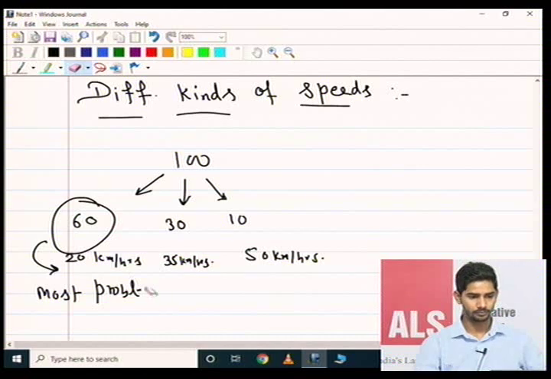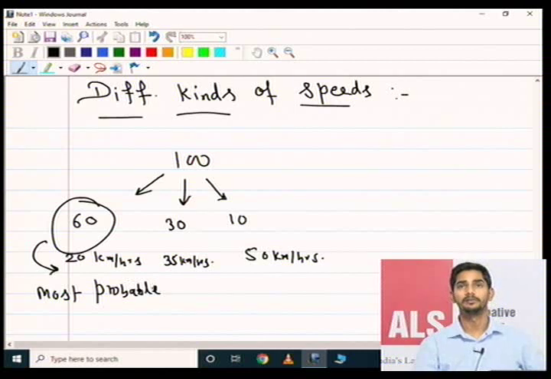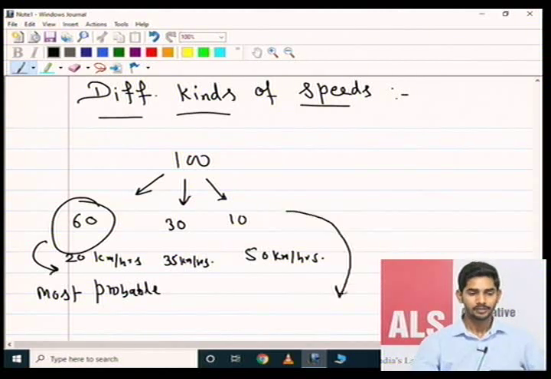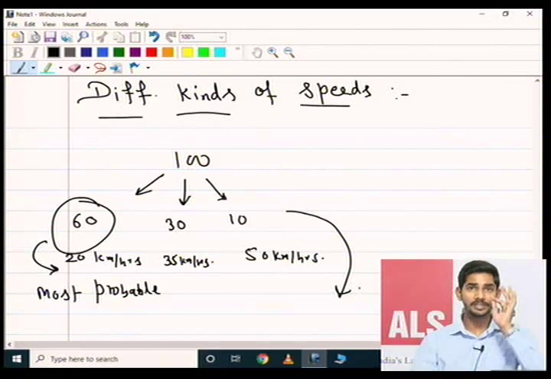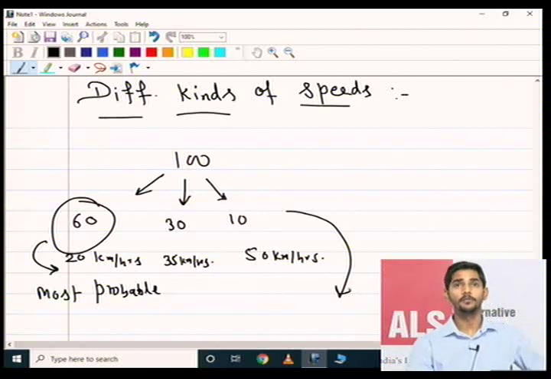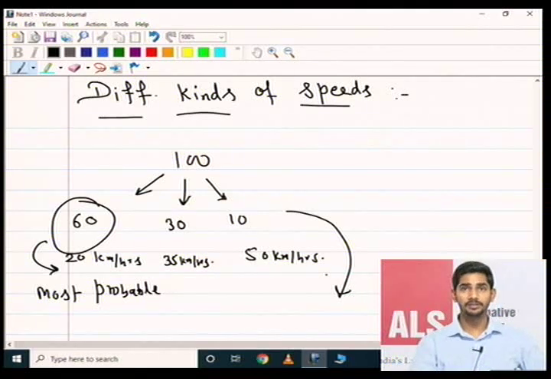Most probable. No need to copy it. I'll write it for the gas particle. This is just for understanding the concept. The speed which is possessed by the maximum number of people, the highest speed which is possessed by the minimum number of people, will be the root mean square.